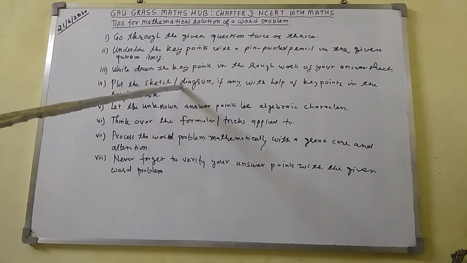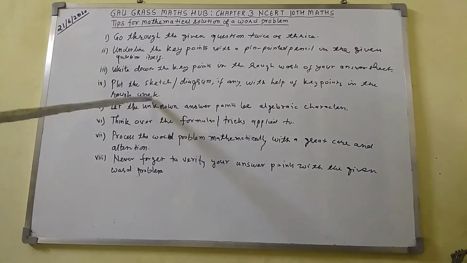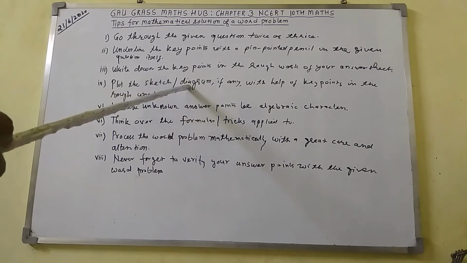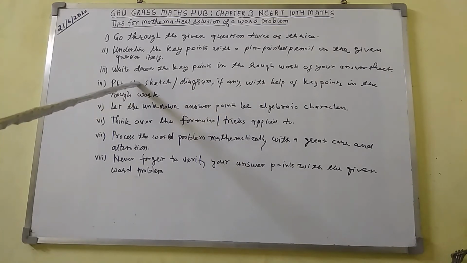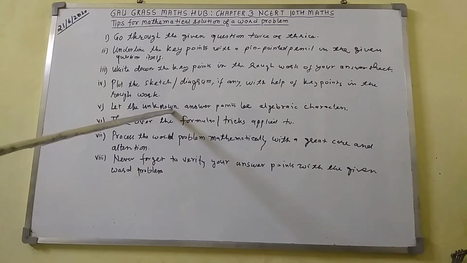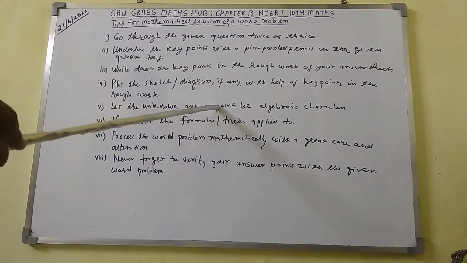Plot the sketch, oblique diagram, if any, with the help of key points in the rough work. Since you have noted the key points in the rough work, now draw a diagram, make a sketch, and in the diagram itself, mark the unknown answer point you have to find out. Here, say the question asks you to find the age of Meena and the age of Sam respectively. In those cases, those ages will be the unknown answer points.